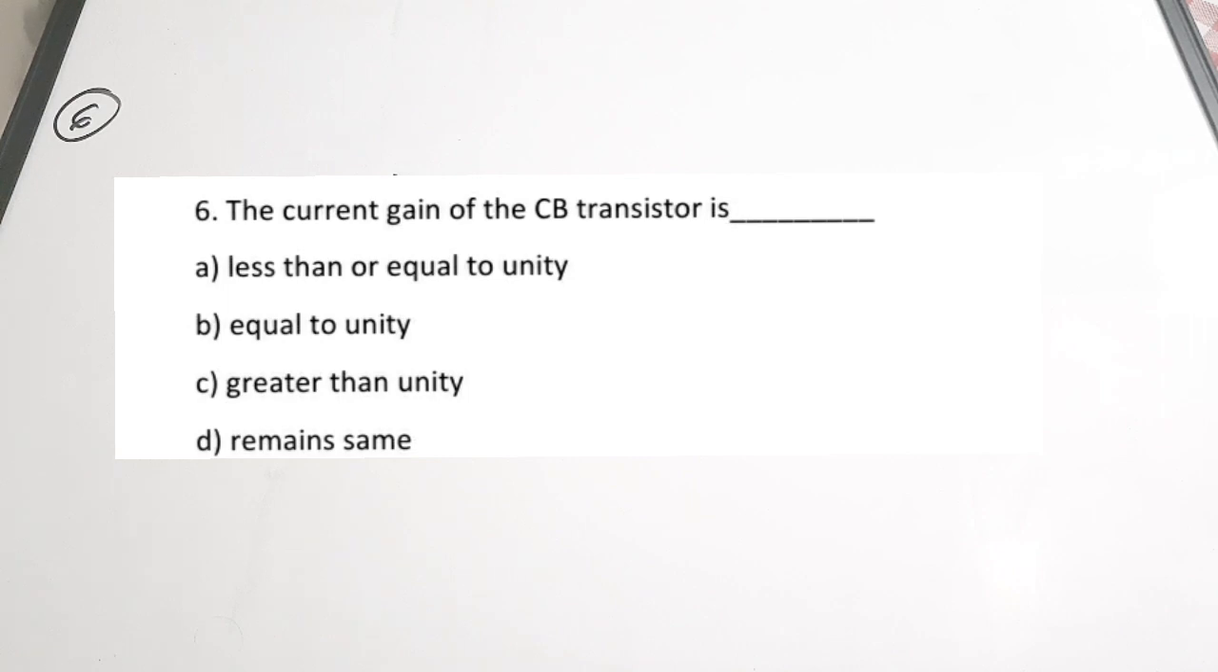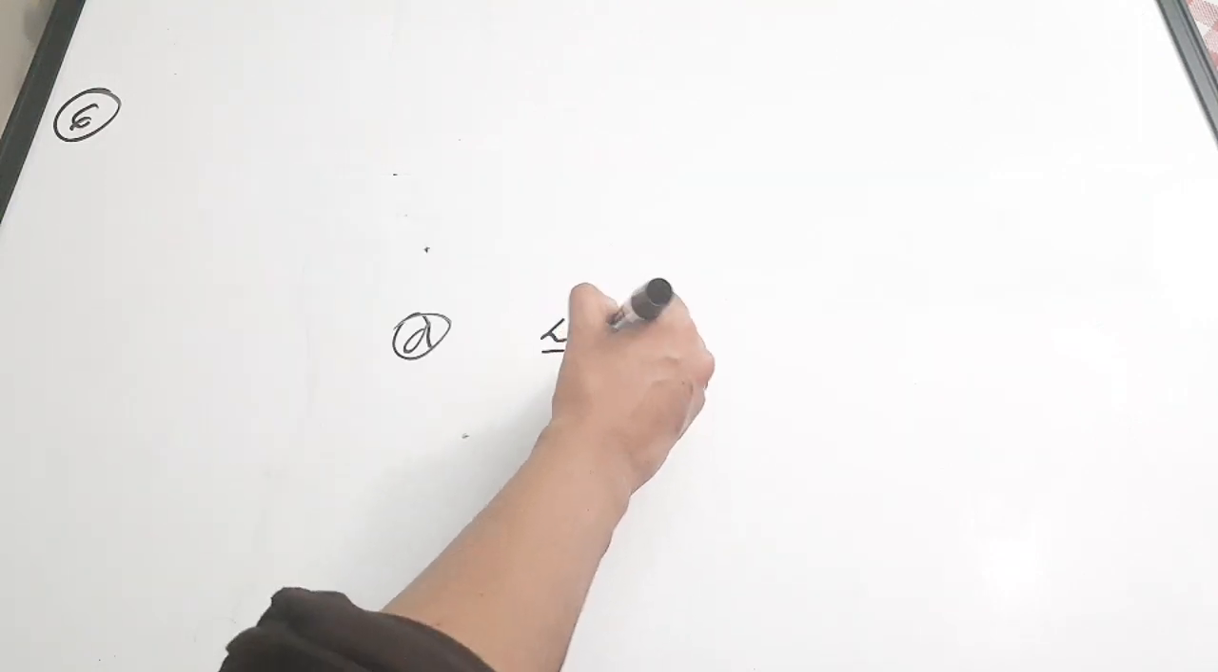Okay, so here the question is asking the value for current gain of a common base transistor. So for a common base transistor, the current gain will be less than or equal to unity. Okay, so the correct answer is A, less than or equal to unity will be the value for the common base current gain. Correct answer is option A. Moving on to the seventh question.